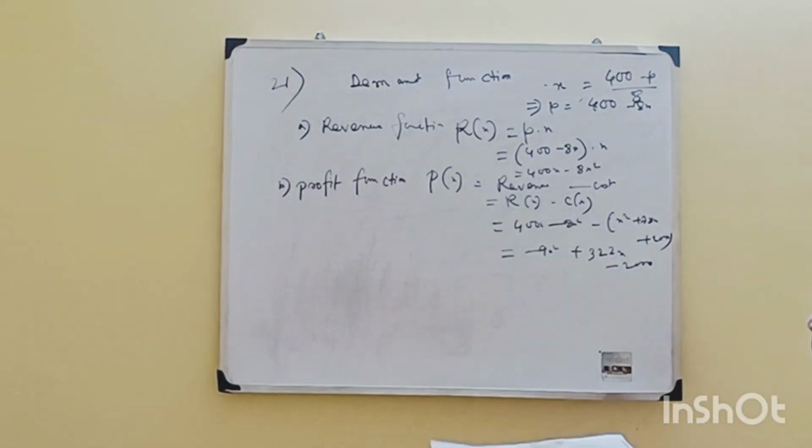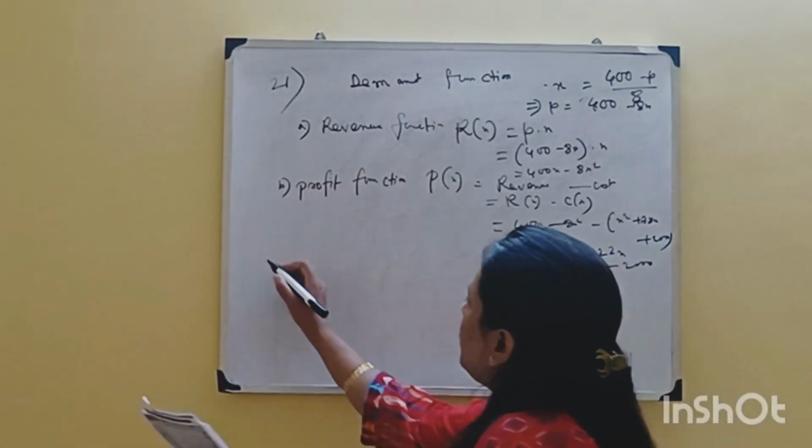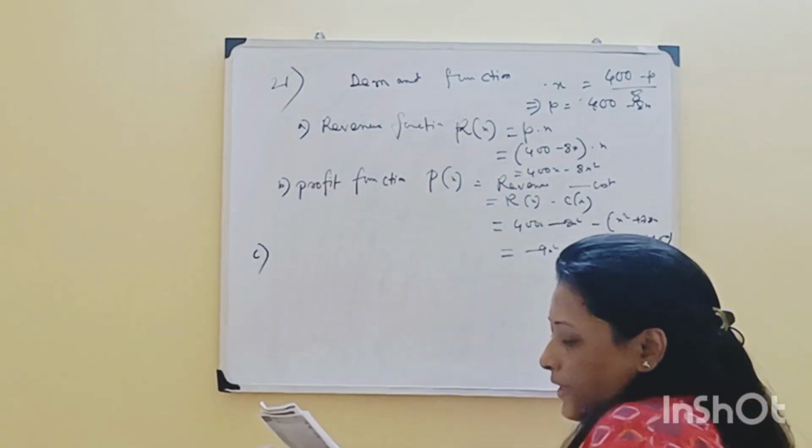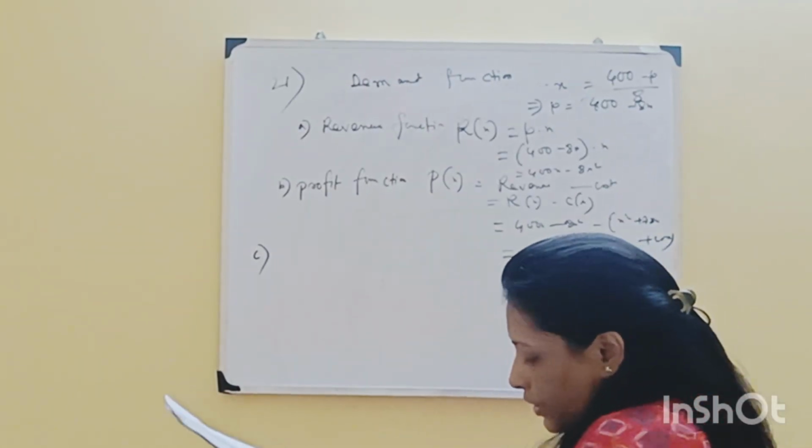Minus 9x squared plus 322x minus 2000. Okay, now we will go to part C: calculate the number of dinner sets to be produced and sold per week to get maximum profit.